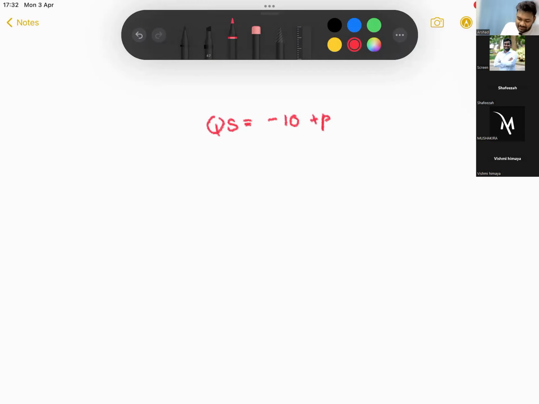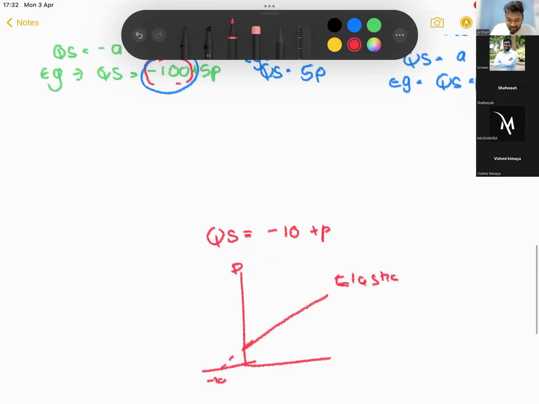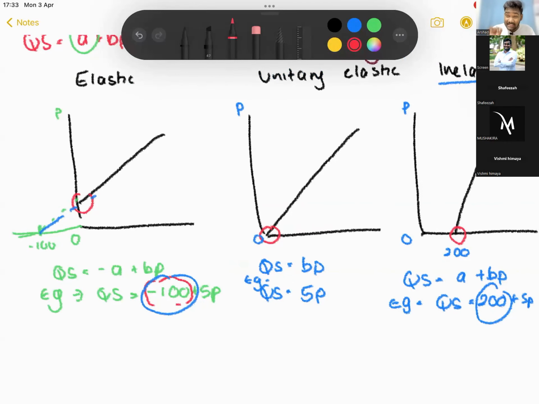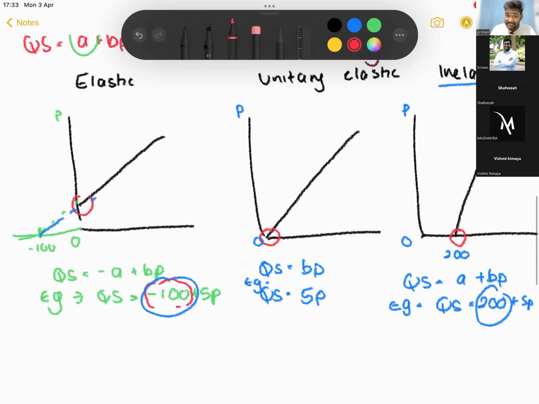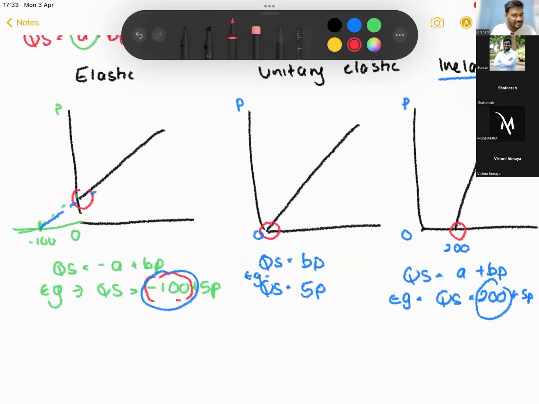It is an elastic supply curve. So minus 10 means what? Minus 10 means when the price is 0, QS is minus 10. It's starting from here, right? And then it's going like this. So this is an elastic curve. So remember, by looking at where the supply curve is starting, or even by looking at the equation, you should be able to figure out the type of PES, highly tested in MCQs. So hoping that part is okay.